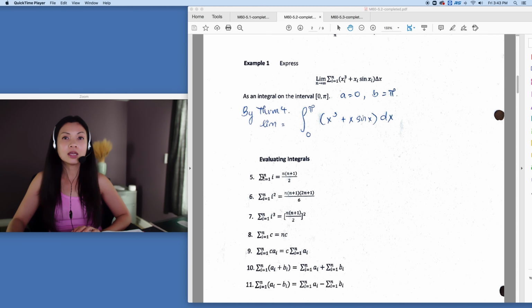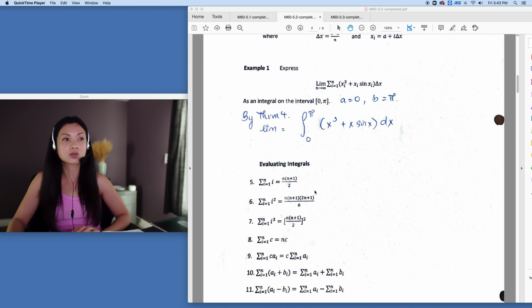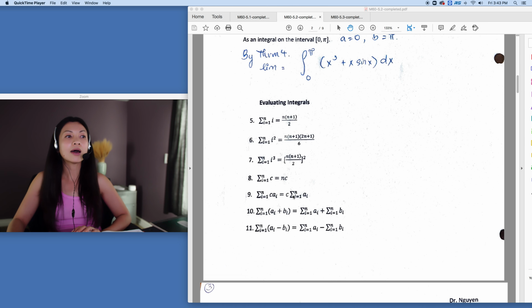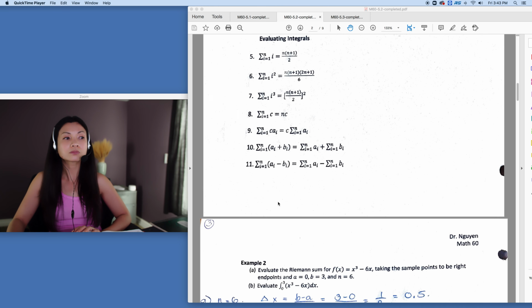This is going to help you to evaluate the integrals. So if you take the sum of i, what I mean by this is actually 1 plus 2 plus 3 plus 4 plus 5 and so on. So this is the formula for it. The sum of i squared is 1 squared plus 2 squared plus 3 squared and so on. So you're going to get this one right here, i cubed and so on.